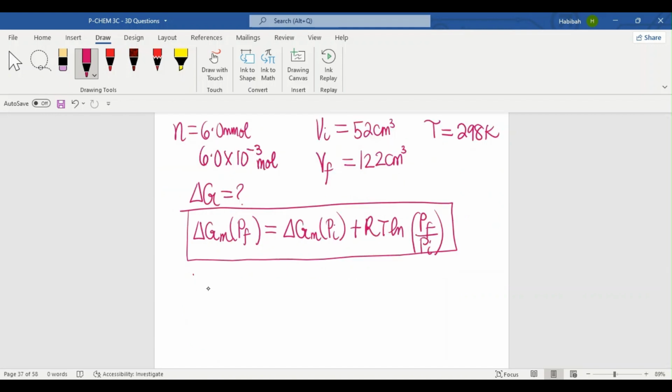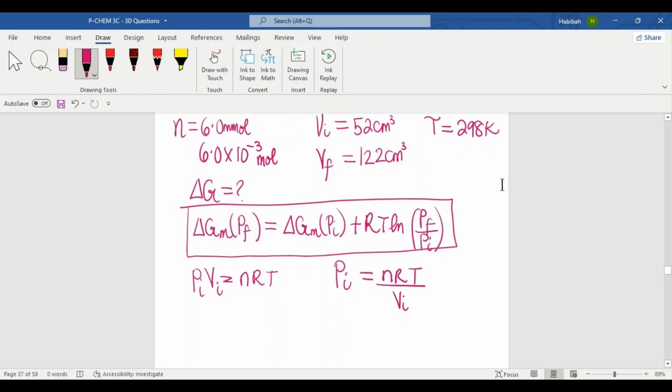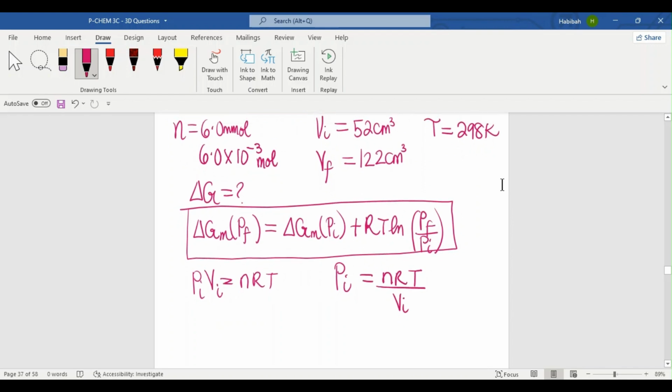What we're going to be using is the perfect gas law, PV equals nRT. So P initial is equal to nRT divided by V initial. But the issue we have is that our initial volume is given in centimeter cubed when we're supposed to have it in decimeter cubed, because the gas constant we're going to be using is in decimeter cubed. So we're going to go from centimeter cubed to decimeter cubed.